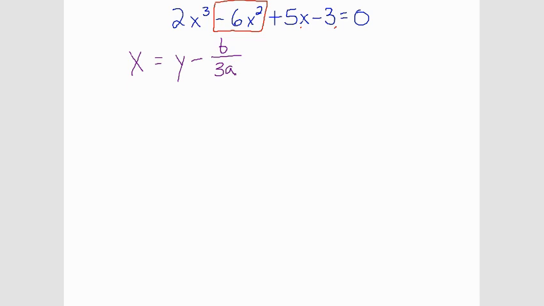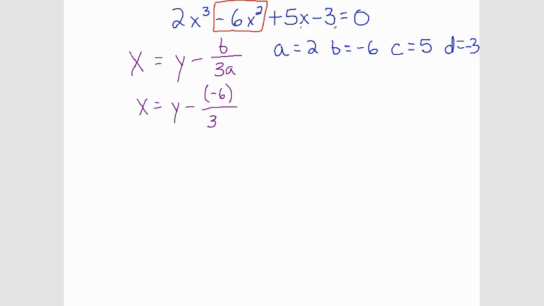I'm not going to show how this is derived. If you would like to see that in another video, let me know. So let's remember that a is 2, b is equal to -6, c is equal to 5, and d is equal to -3. So our substitution would be x equals y minus b, which is -6, over 3 times a, which is 2. Simplifying this, that'd be y plus 6 over 6, which is just 1. So I'm going to take y plus 1 and sub it wherever I see x.